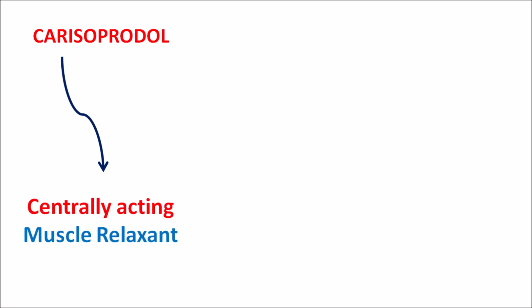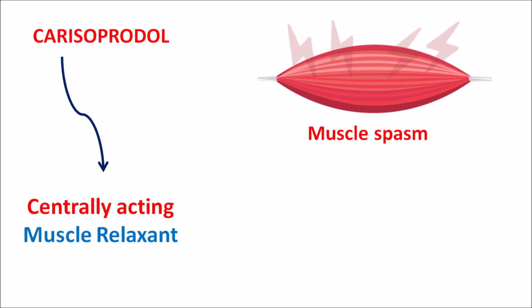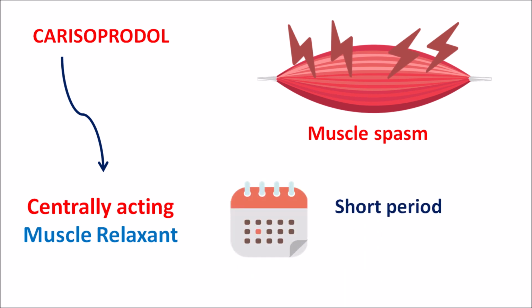What is this drug Carisoprodol? This is one of the centrally acting muscle relaxants. This drug can be used in the treatment of muscle spasms where muscle pain exists for a short period. So Carisoprodol can be used for short-term management of muscle pain. It can be used up to 2 to 3 weeks in order to control the muscular pain.